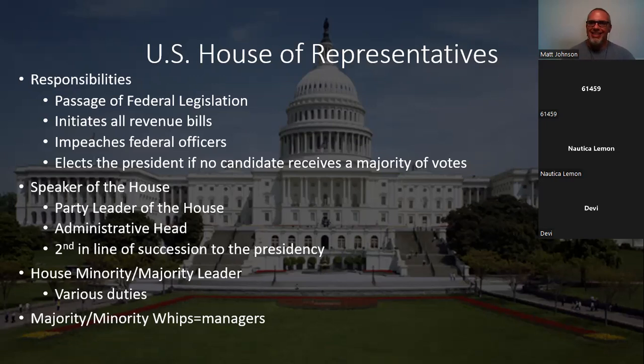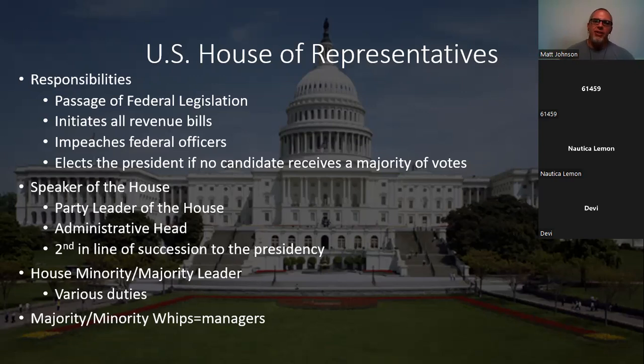They are also second in line of succession to the president. So vice president, right? If something happens to the president, the vice president becomes president. If something would happen to the vice president, or something simultaneously happened to the president and the vice president, Speaker of the House becomes president. I will put up a table of the line of succession. We'll talk about that maybe a little bit tomorrow when we get to the presidency.